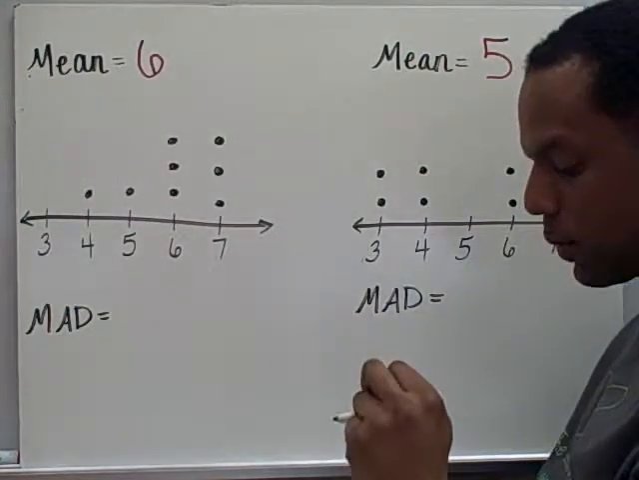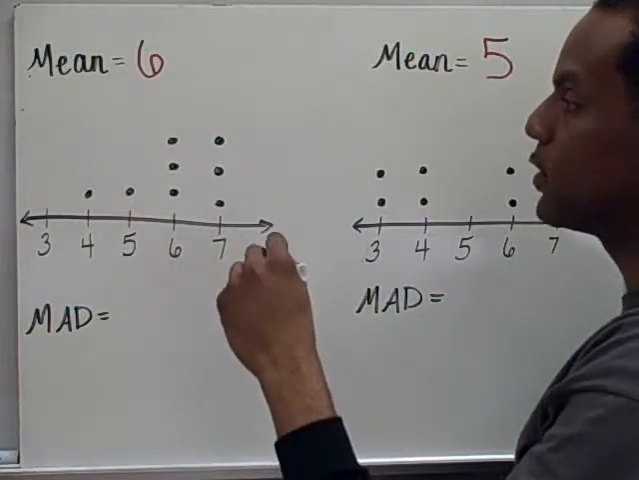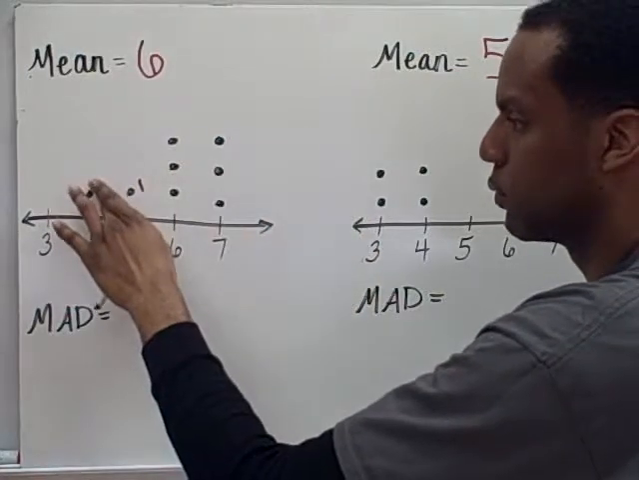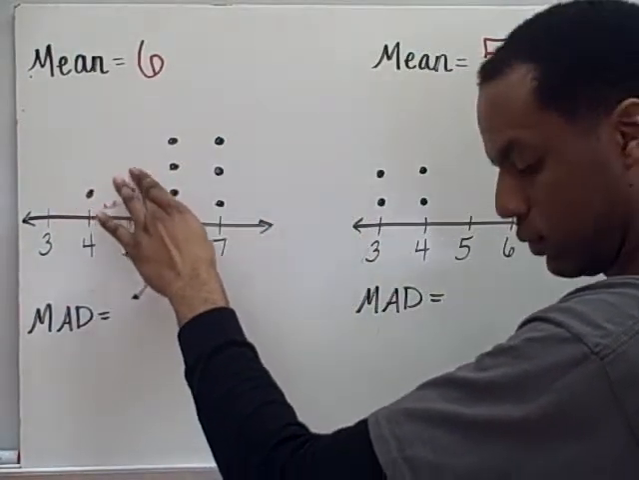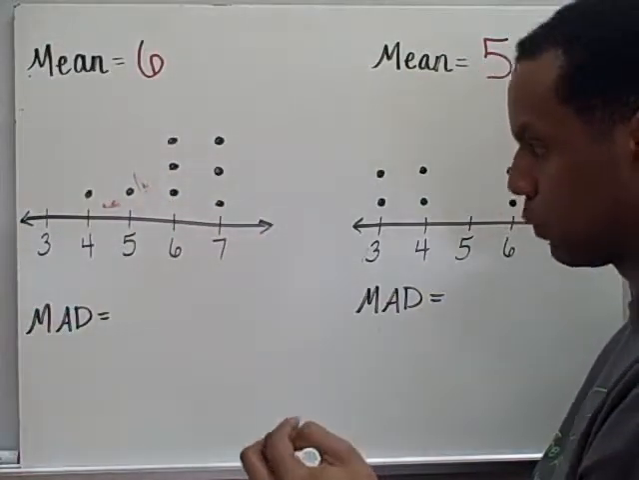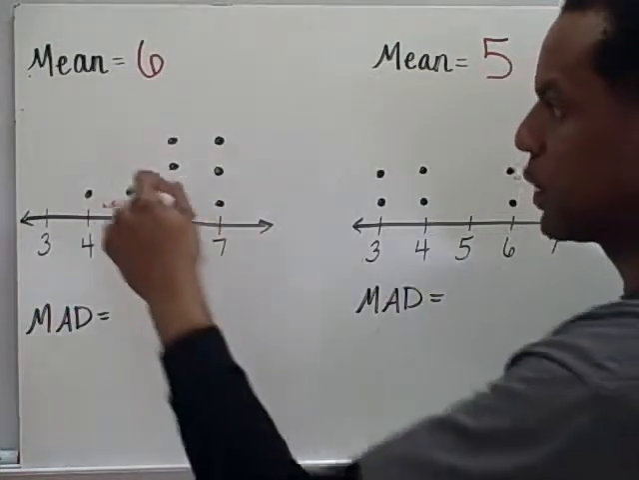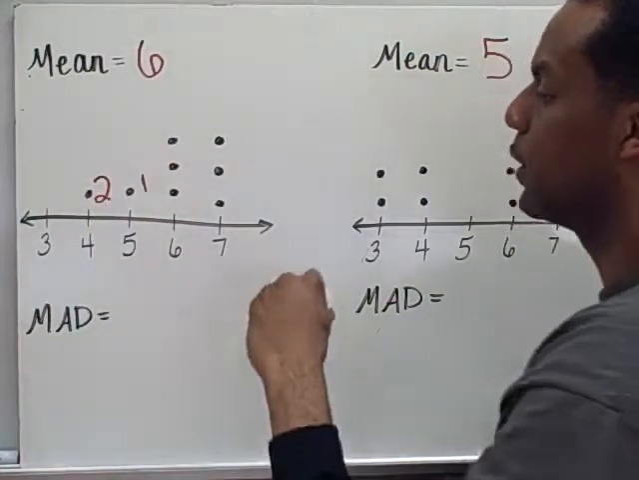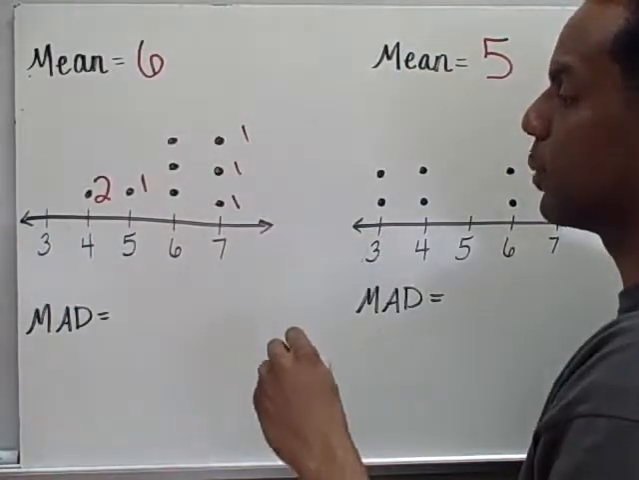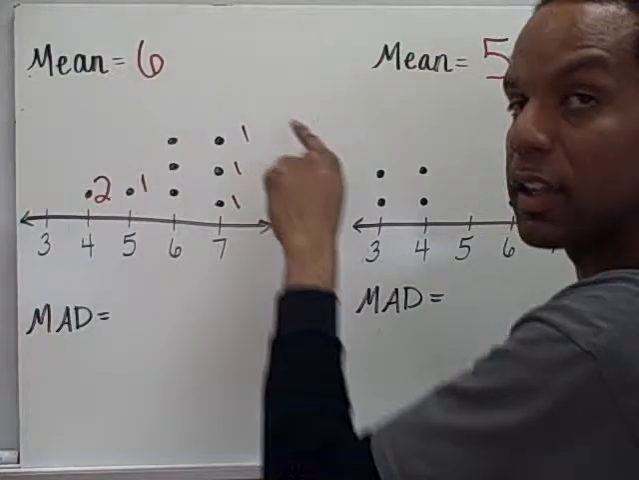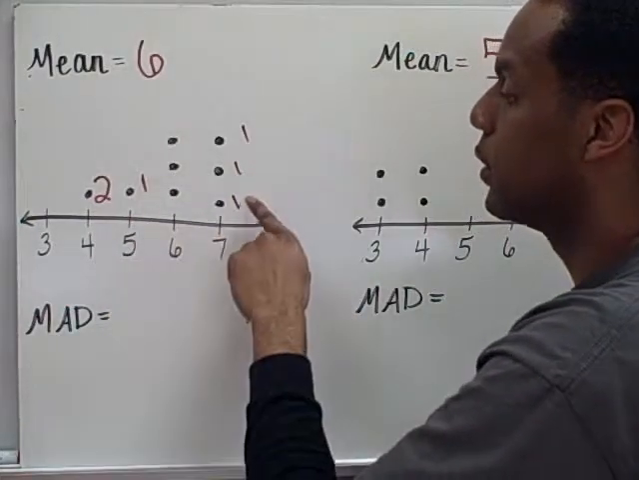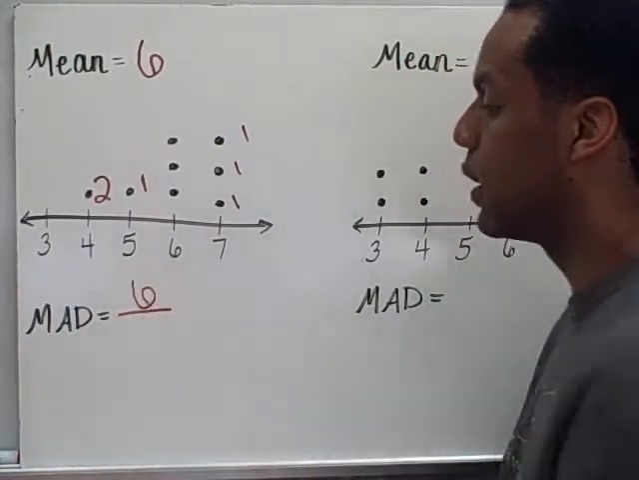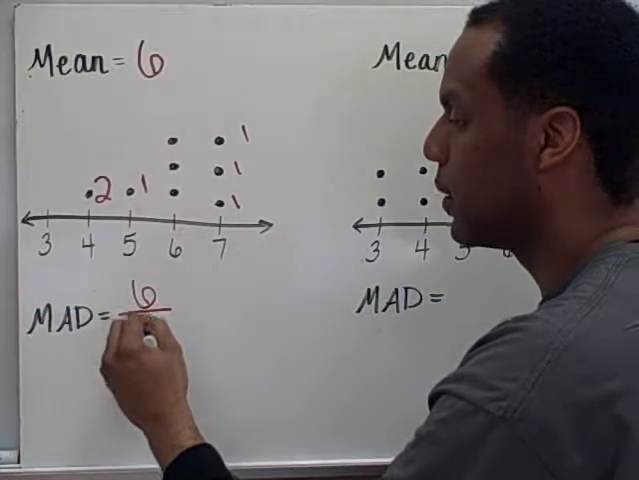Now, when we do our mean absolute deviation, since our mean is 6, this is 2 away from 6, this is 1 away from 6, and these are 1 away from 6. So we're going to add up these values here. So we have 2 plus 1 plus 1 plus 1 plus 1, and that will give us 6. And then we're going to divide by 8.